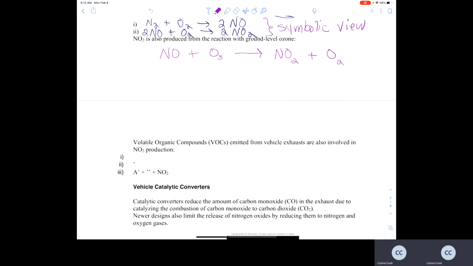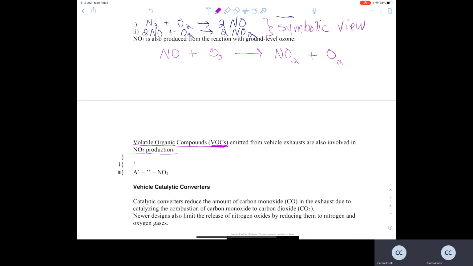Now, we said that, for instance, if you have 91 grade gasoline in your car, that's 91 octane rating, meaning you got 91% octane in your gas. The other 9% is other stuff. Some of that other stuff can be what's called volatile organic compounds, VOCs. So VOCs emitted from vehicle exhaust, they can also form nitrogen dioxide. And so this involves another reaction mechanism.